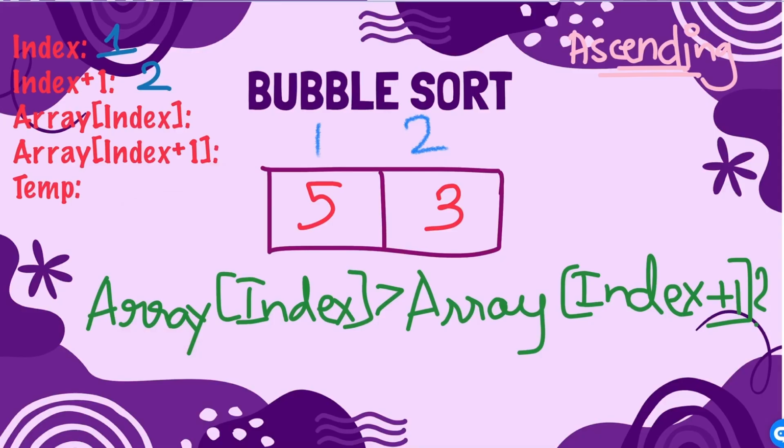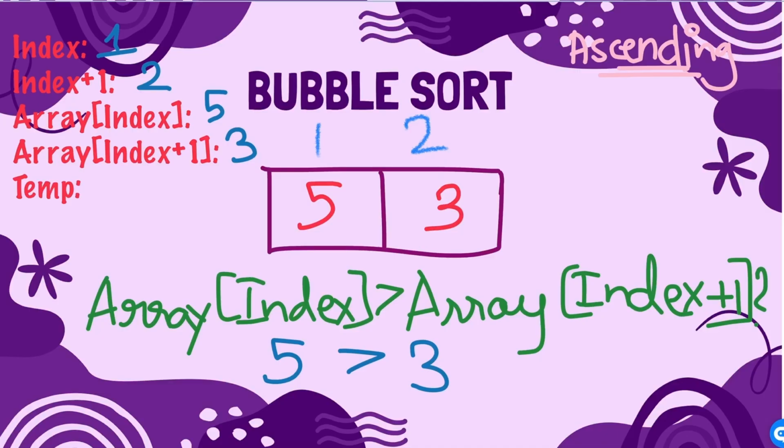And array index, just like how we did before, array index, which is array 1, and the value stored over there is 5. It is more than array index plus 1, which is the value stored in the position 2, which is 3. So 5 is more than 3. And also let's put the values in our variables. Array index is 5, and array index plus 1 is 3.